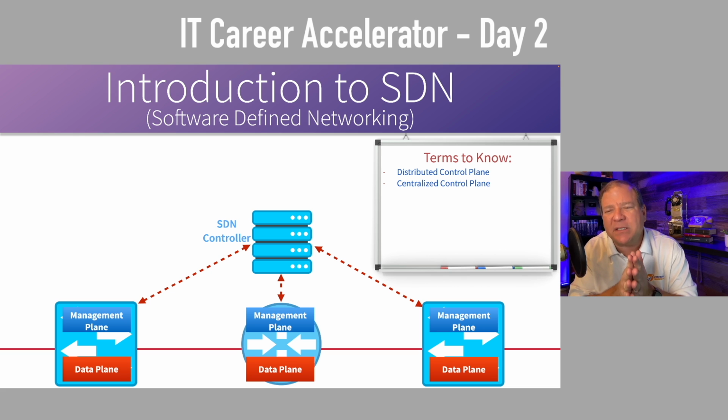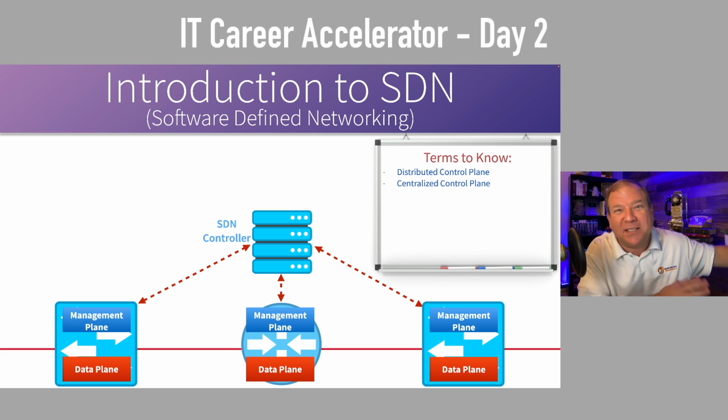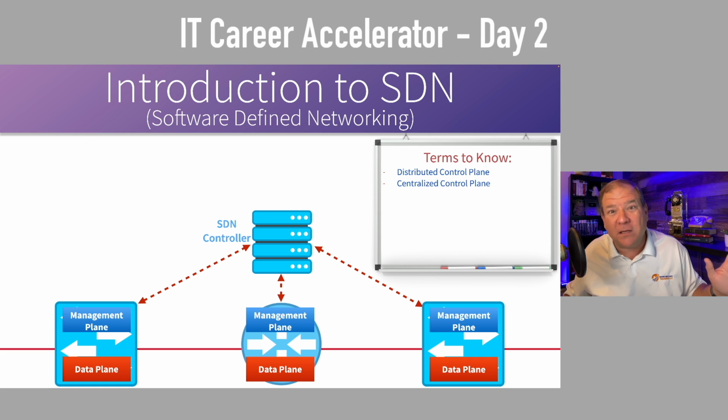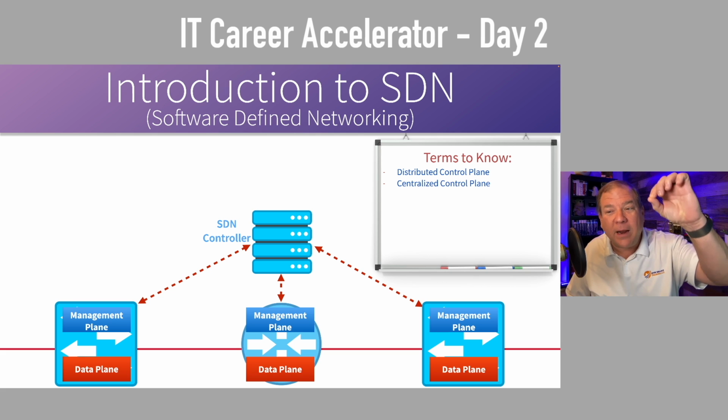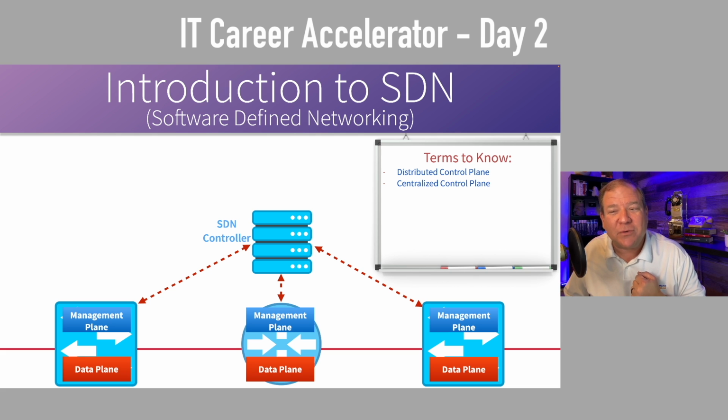Now, please hear me on this. It's not always that way. It just depends on what equipment you're using, what your application is. Sometimes the control plane stays where it was. It stays in the router. It stays in the switch. So please don't chat in, oh no, Kevin, there's an exception. Yeah, there's lots of exceptions, but I'm just saying this is an option. You might see a situation where the control plane actually is residing in the SDN controller. If you do, that's called a centralized control plane.